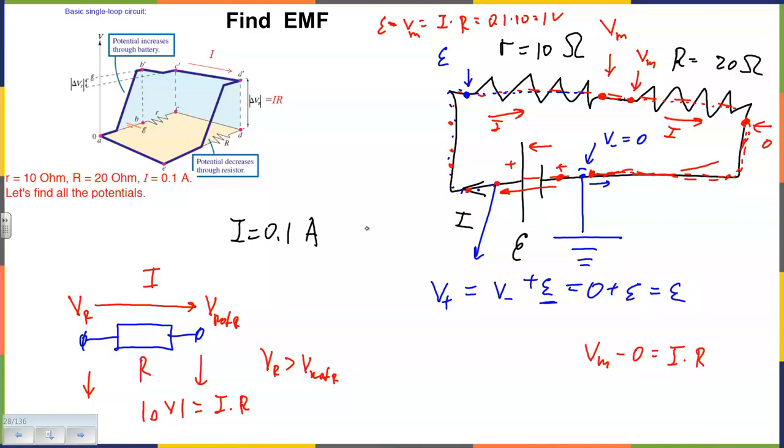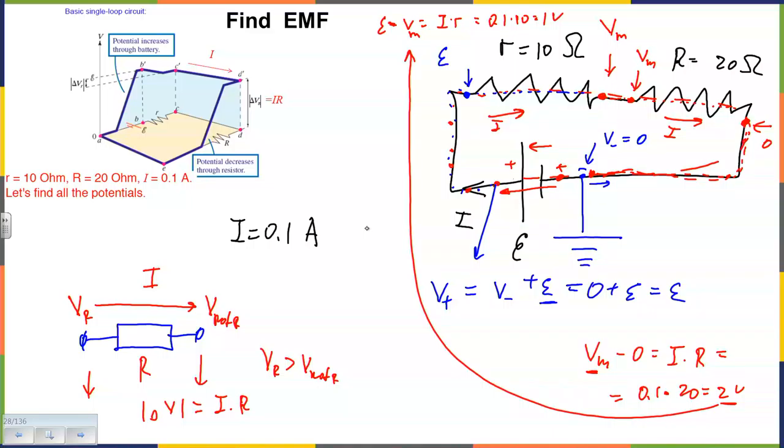So, we can apply Ohm's law for the second resistor. This difference should be equal to electric current times, is that what I have noticed? That's supposed to be a lowercase r. So that's supposed to be 0.1 times 20, 2 volts. Well, now we know this number, and finally we can use this number back to here. So, EMF minus 2 equals 1, EMF equals 2 plus 1, 3 volts.